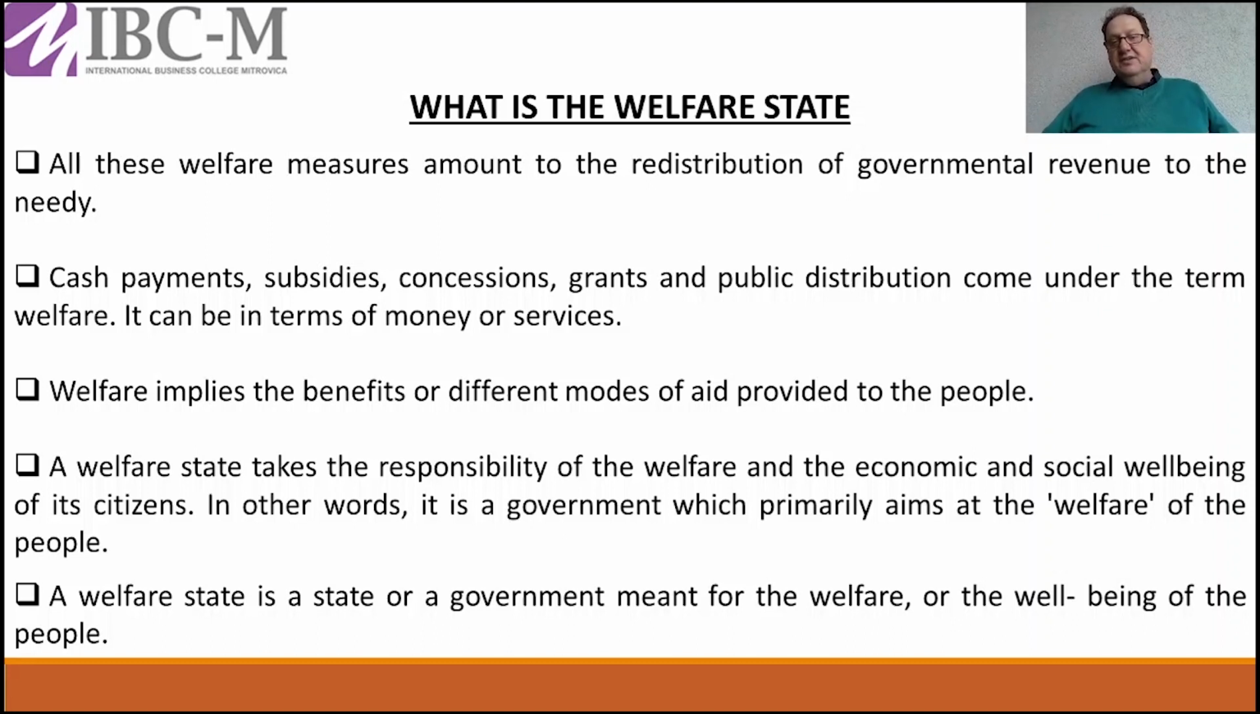Welfare implies the benefits of different modes of aid provided to the people. A welfare state takes the responsibility of the welfare and the economic and social well-being of its citizens. In other words, it is a government which primarily aims at the welfare of the people. A welfare state is a state, or a government, meant for the welfare or the well-being of the people. So if we have a government in a given context that takes care of the citizens, of their welfare, of having better living conditions, of the enjoyment of social, economic, and cultural rights, basically we can consider that state or that government to be a democratic government.